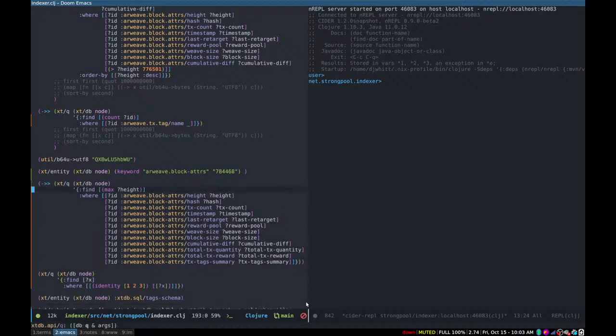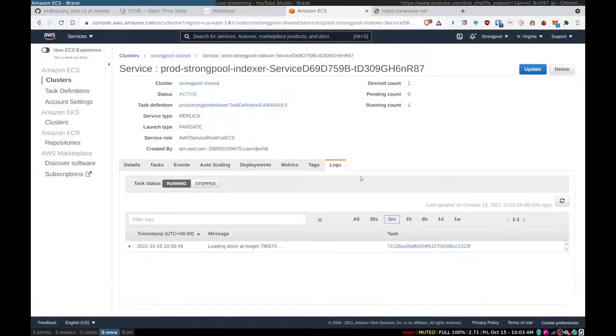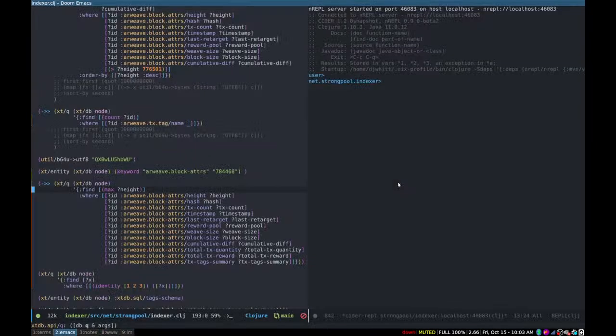Okay, so let's see here. I was also just checking to see if my indexer is still running. See where we're at. 570. Where's Arweave at? Oh yeah. So cool. This is good validation of this approach for what I'm trying to do.